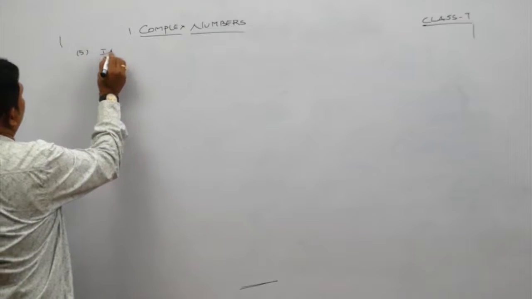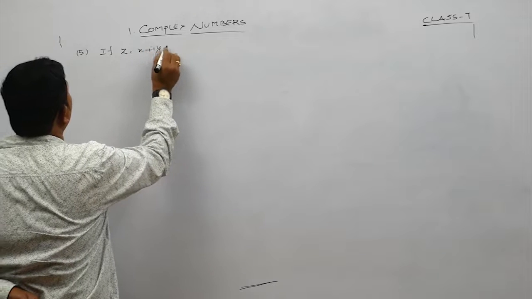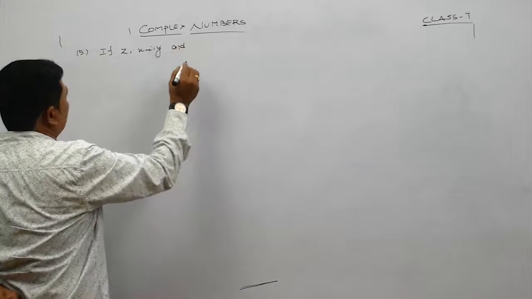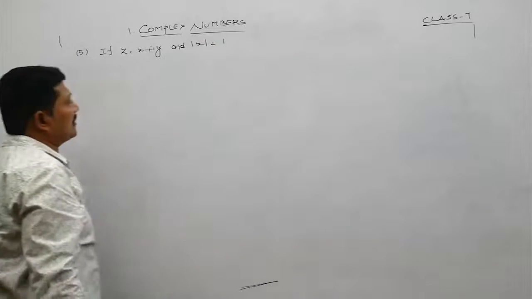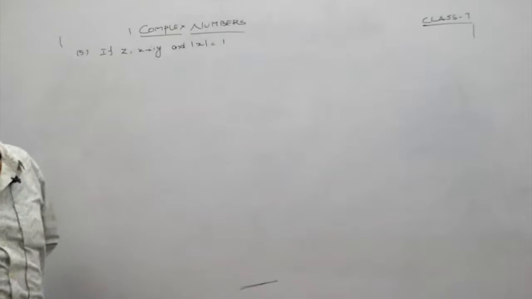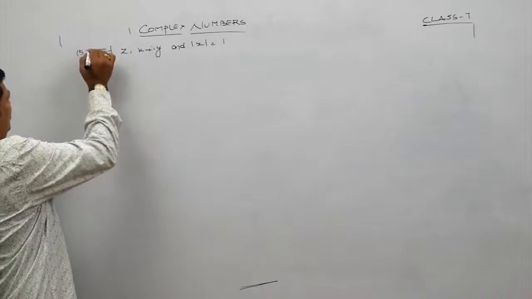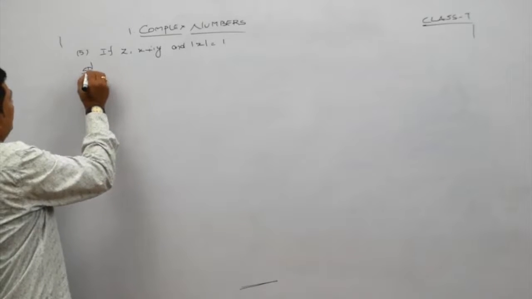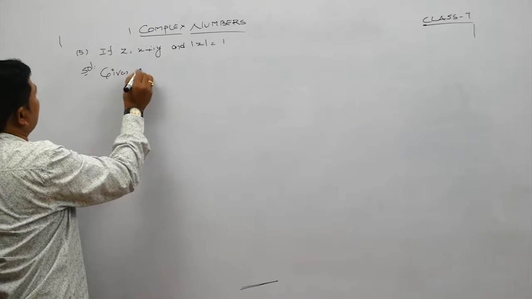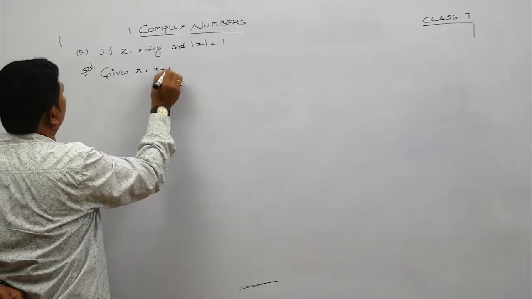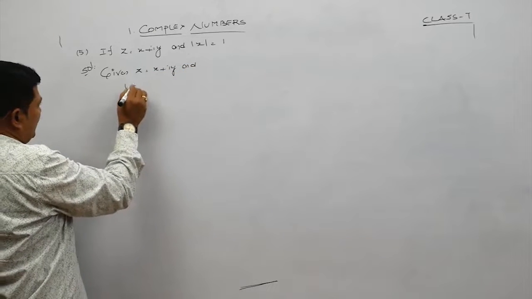If z is equal to x plus iy and mod z is equal to 1, find the locus of z. So, solution. Given z is equal to x plus iy and mod z is equal to 1.